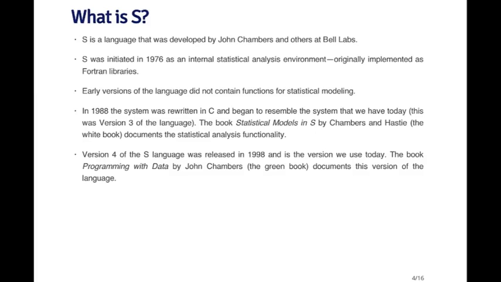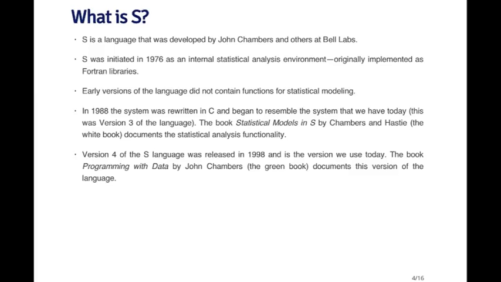So S was a language, or is a language, that was developed by John Chambers at the now defunct Bell Labs. And it was initiated in 1976 as an internal statistical analysis environment, so an environment that the people at Bell Labs could use to analyze data. And initially it was implemented as a series of Fortran libraries to implement routines that were tedious to have to do over and over again.